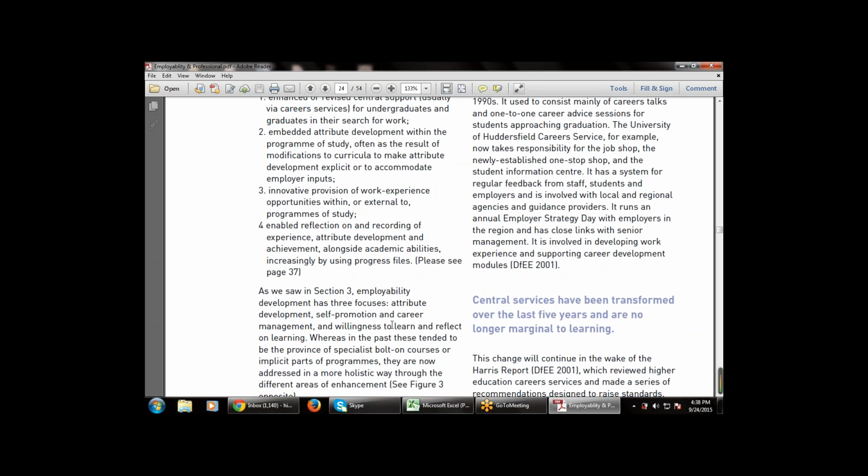As we saw in section 3, employability development has three focuses: attribute development, self-promotion and career management, and the willingness to learn and reflect on learning. Whereas in the past these tended to be the provision of specialist bolt-on courses or an implicit part of the program, they are now addressed in a more holistic way through the different areas of enhancement.